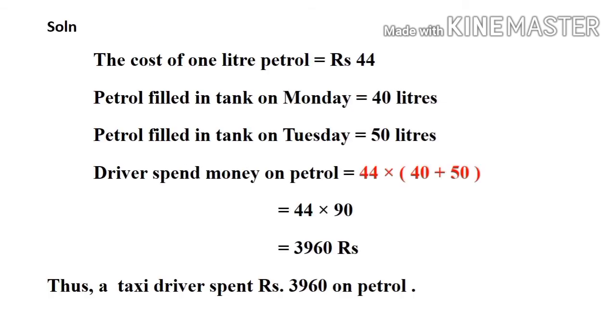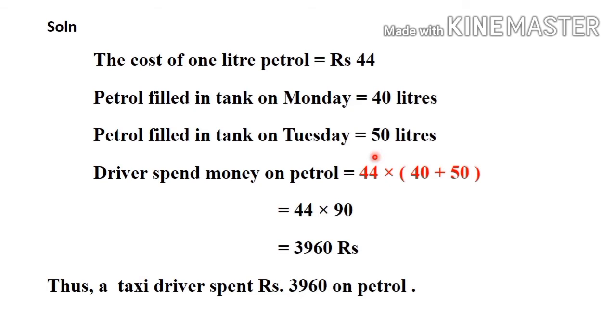So the cost of 1 liter petrol is equal to rupees 44, which is given in the question. Next one, petrol filled in tank on Monday. So on Monday he filled with 40 liters. Then petrol filled in tank on Tuesday. On Tuesday with 50 liters. So the driver spent money on petrol. So what is the total? So what is the amount for 1 liter? 1 liter, what is the amount given?